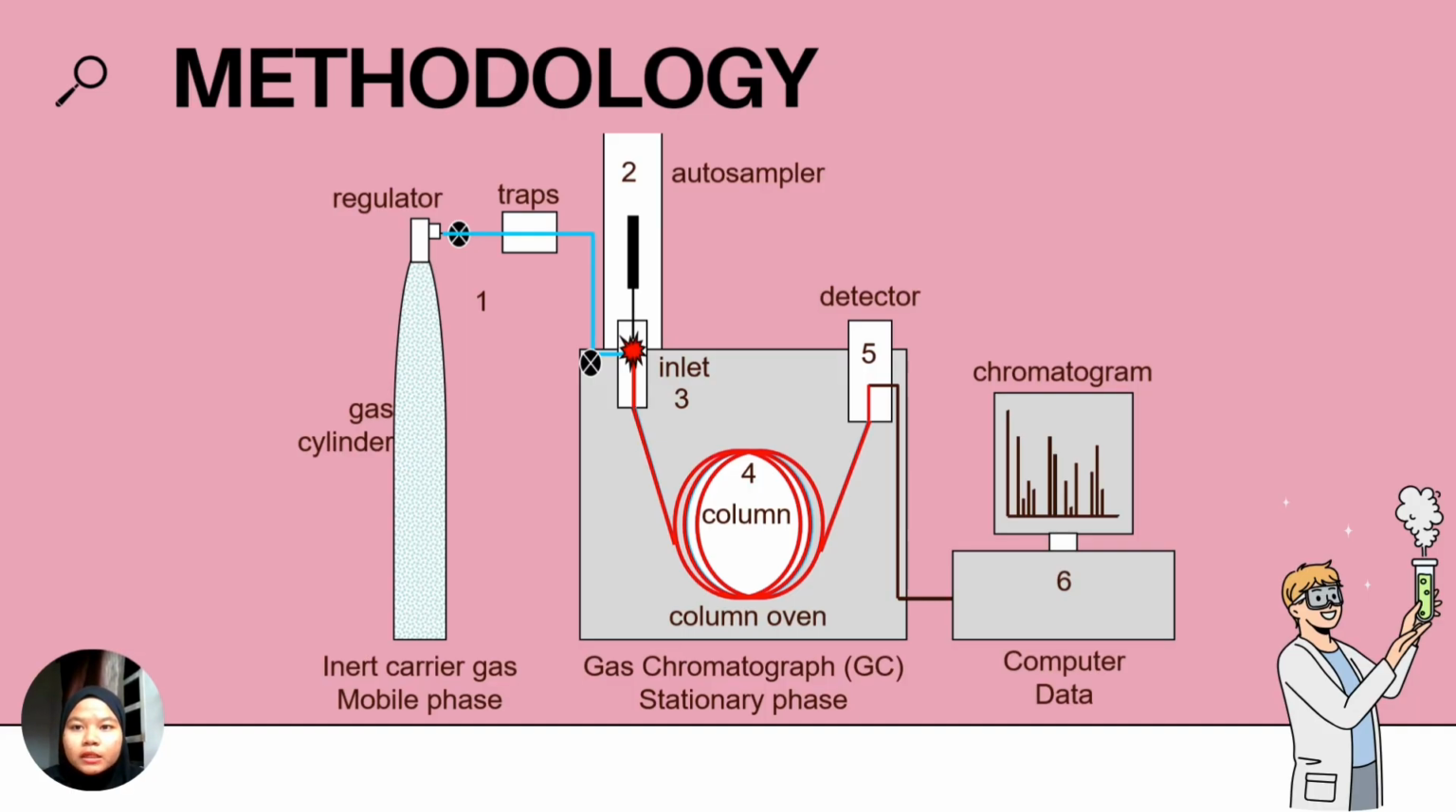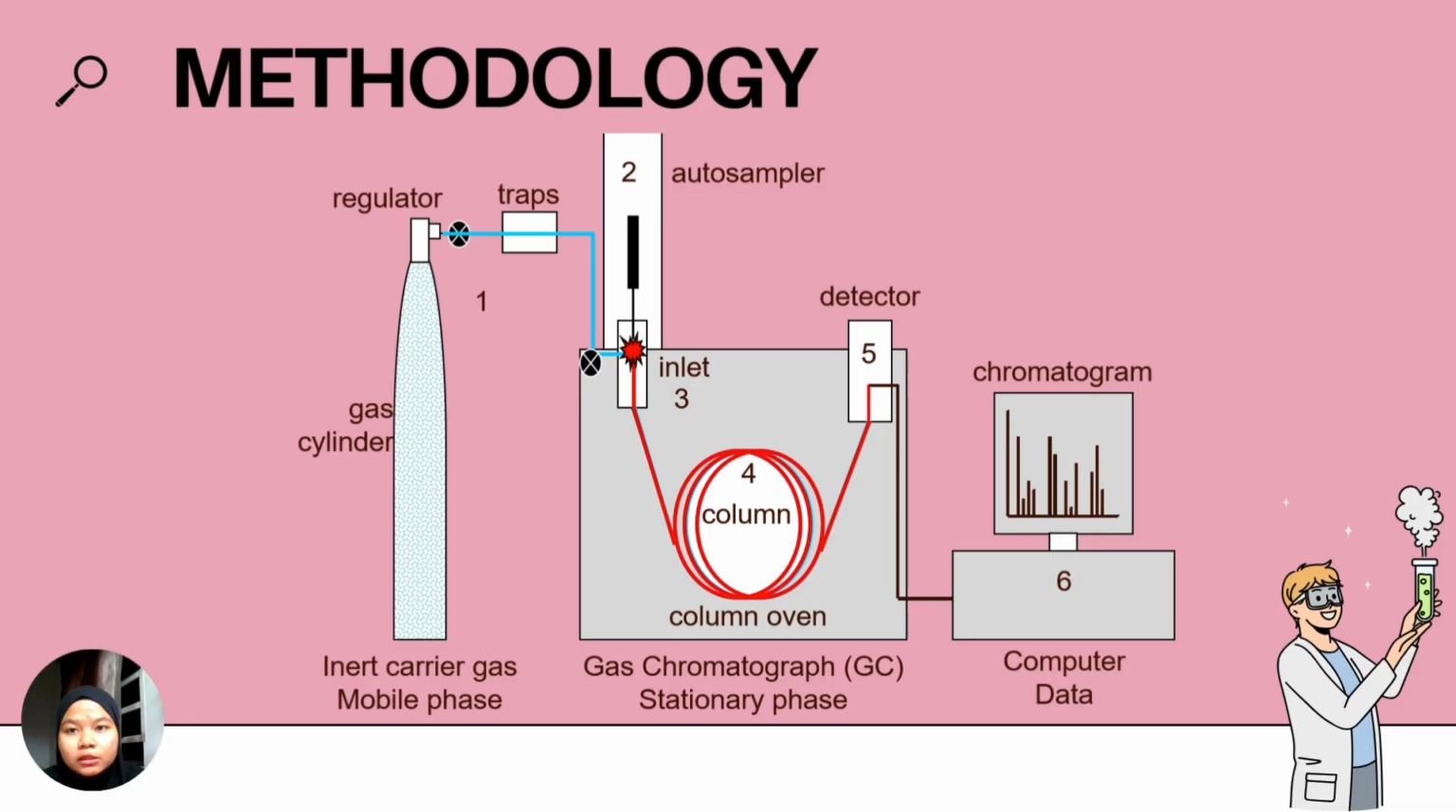The autosampler introduces a precise and reproducible volume of the sample into the system. This ensures consistency between injections and minimizes human error. The sample is usually injected in liquid form. The sample will enter the heated injection port where it rapidly vaporizes. The high temperature ensures complete conversion of the sample into the gas phase. The vaporized sample is immediately swept into the column by the carrier gas.